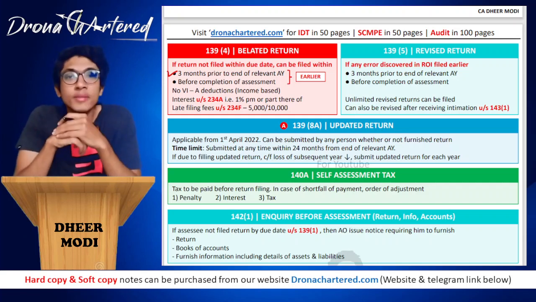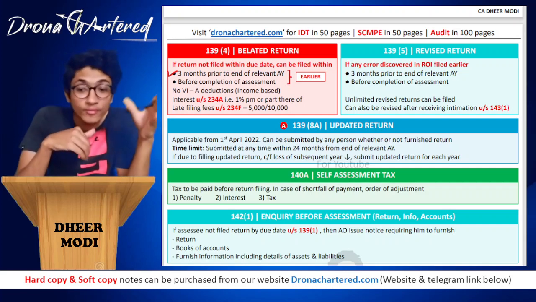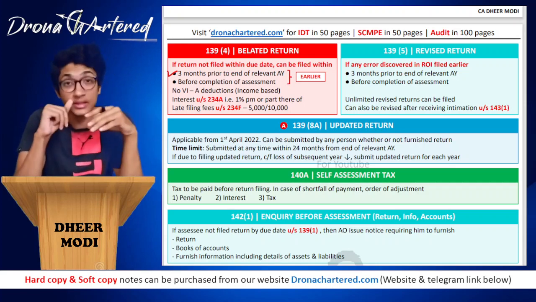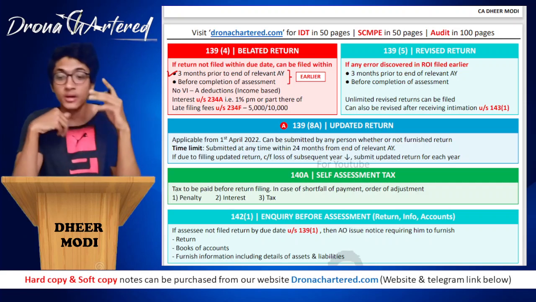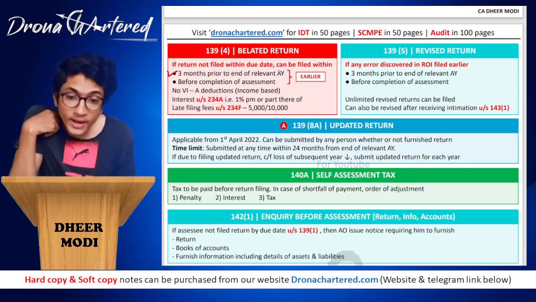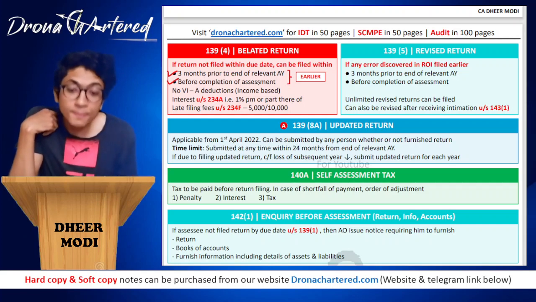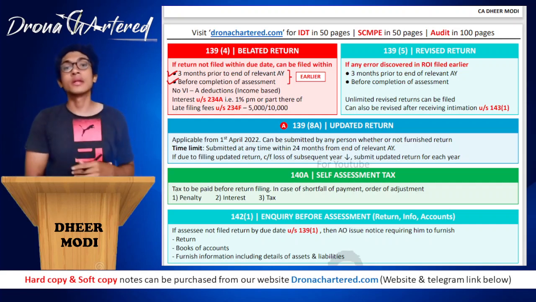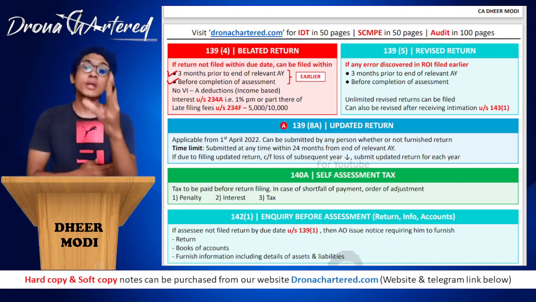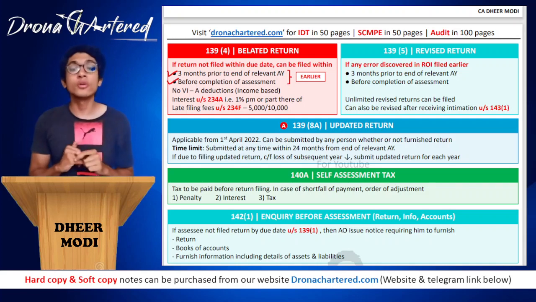When does your assessment year end? Your assessment year will end at 31st March. So you have to file 3 months prior to end of relevant assessment year. That is basically nothing but your 31st December. Okay, so 3 months prior to end of relevant assessment year or before completion of assessment. If there is any assessment going on, you have to do it before completion of assessment. Only and only then, earlier of these, it will be considered as your belated return.